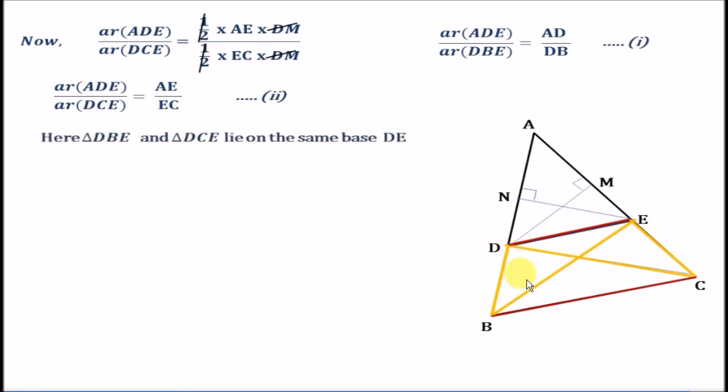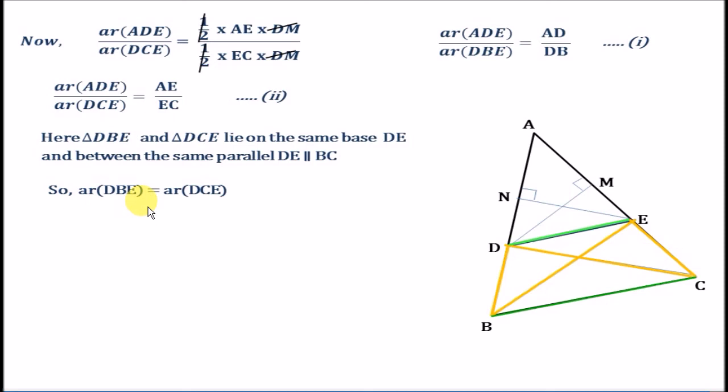Here, triangle DBE and triangle DCE lie on the same base DE and between the same parallels, DE parallel to BC. Remember, DE and BC are parallel. It was given to us in the question itself, in the statement itself. So we will have area of DBE equals area of DCE. Let's put this as equation number 3.